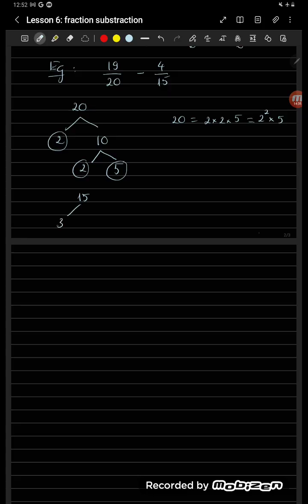Okay, so 3 is a prime number, so circle it. And 15 divided by 3 is 5. Okay, 5 is also a prime number, so circle it. So now we have all prime numbers. We stop here. Okay, so we can write 15 as 3 times 5.